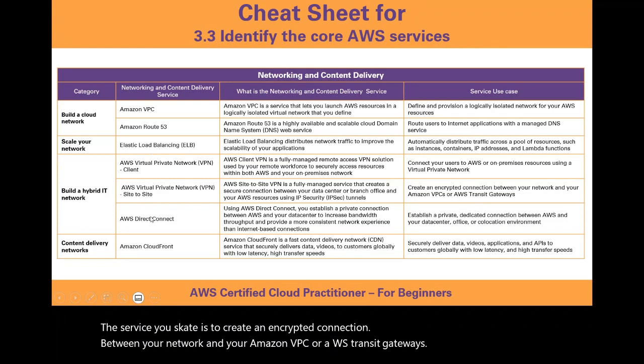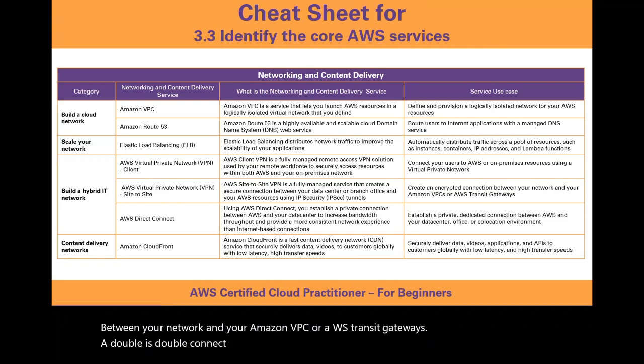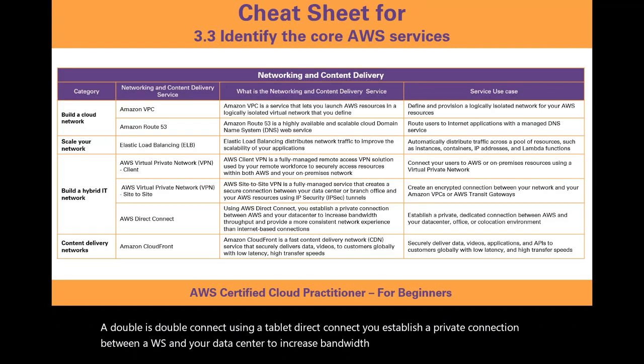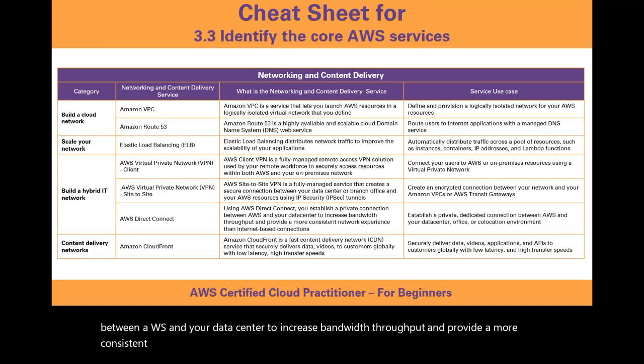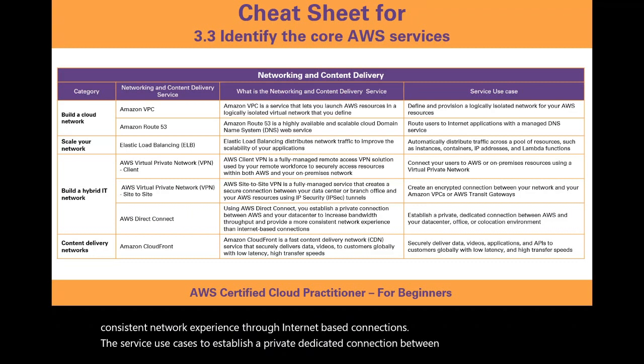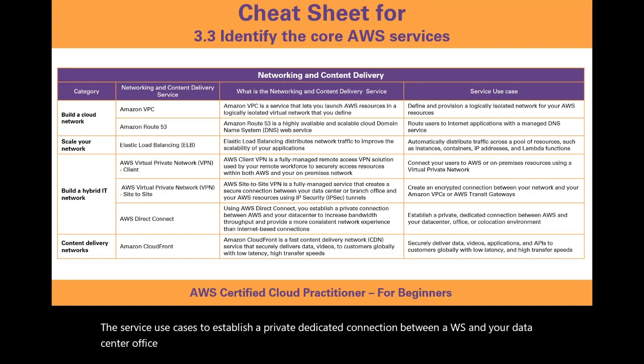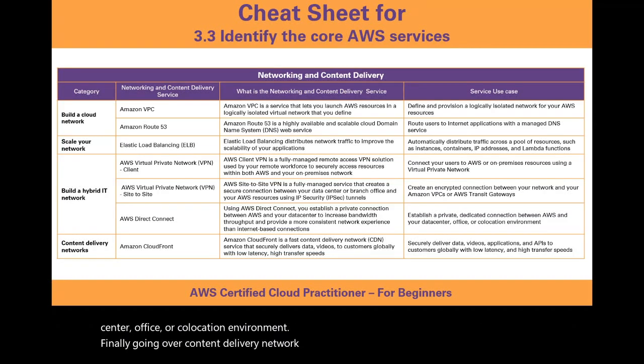AWS Direct Connect. Using AWS Direct Connect, you establish a private connection between AWS and your data center to increase bandwidth throughput and provide a more consistent network experience than internet-based connections. The service use case is to establish a private, dedicated connection between AWS and your data center, office, or co-location environment. Finally, going over content delivery networks, which we covered previously, Amazon CloudFront.